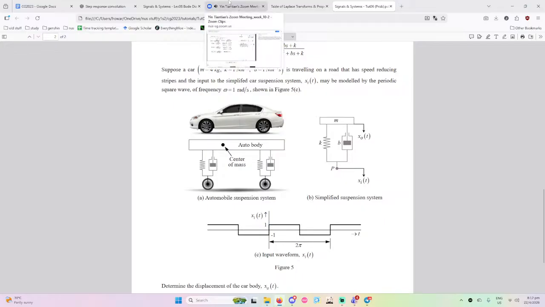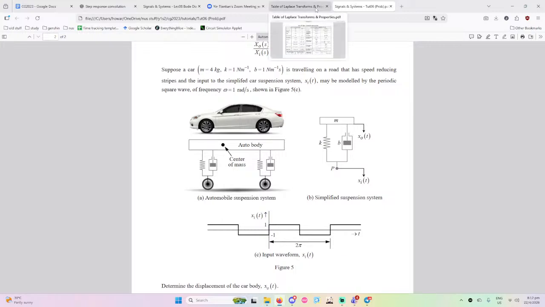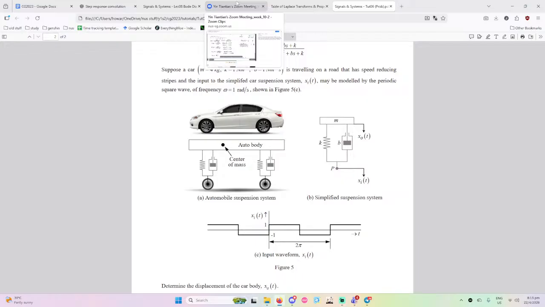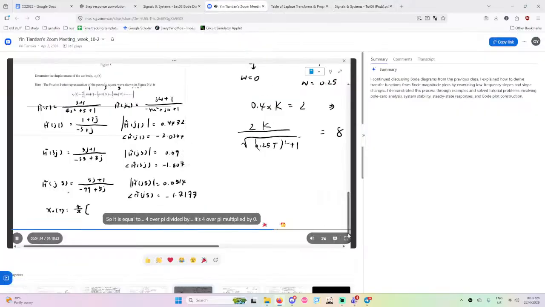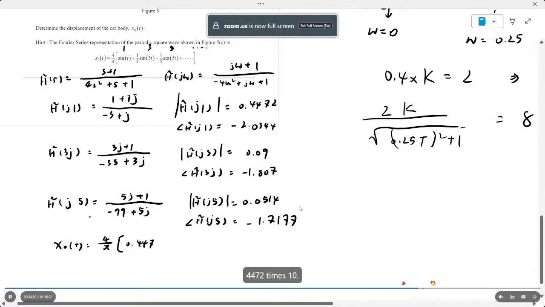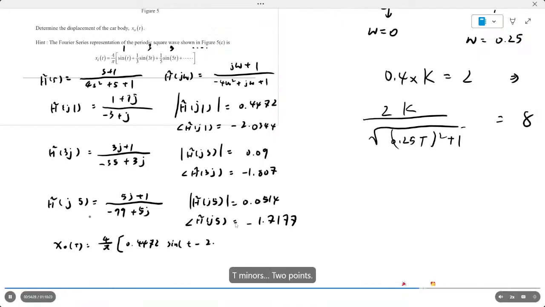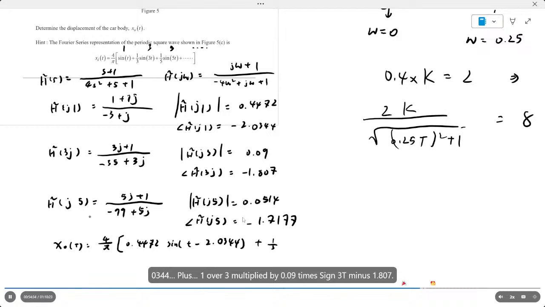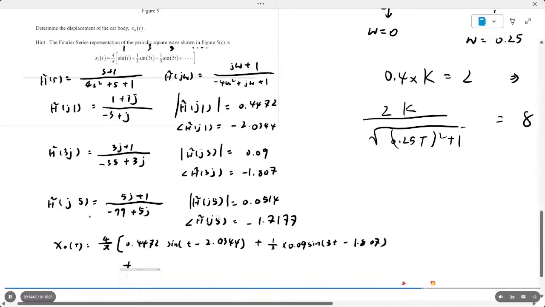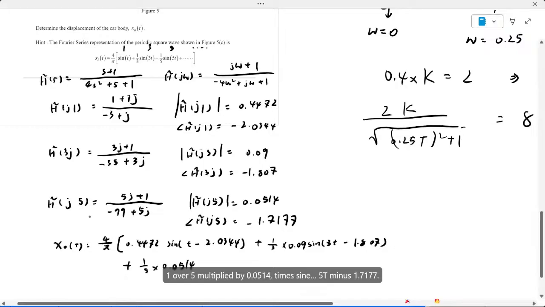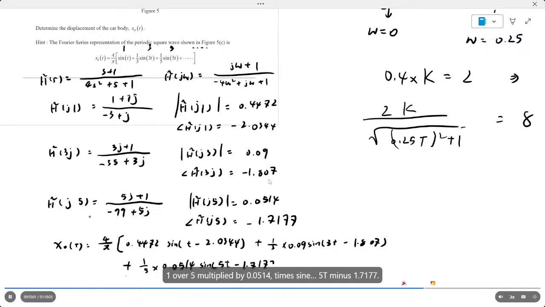So it is equal to 4 over pi multiplied by 0.4472 times sin(t minus 2.0344), plus 1 over 3 multiplied by 0.09 times sin(3t minus 1.807), and then plus 1 over 5 multiplied by 0.0514 times sin(5t minus 1.7177), and so on.